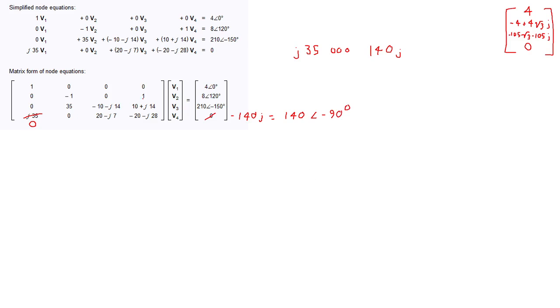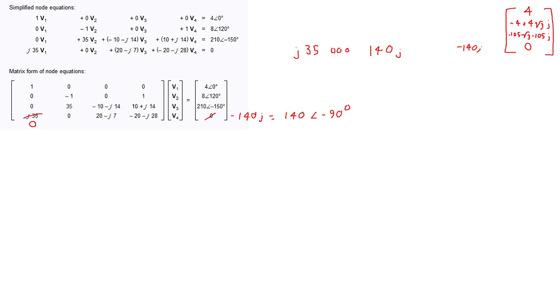Okay, so it's just subtracting 35j times the first row. So we get negative 140j, which corresponds to 140 at an angle of negative 90 degrees, if we want to write it that way. But up here, we're just replacing 0 with negative 140j. So we'll write that over here, negative 140j. Okay, so in our bottom equations, we've fully eliminated V1.